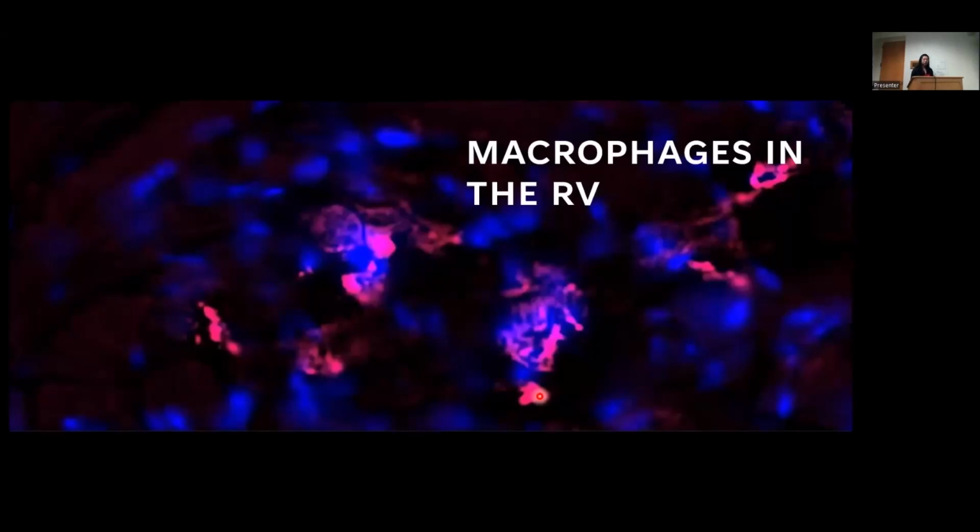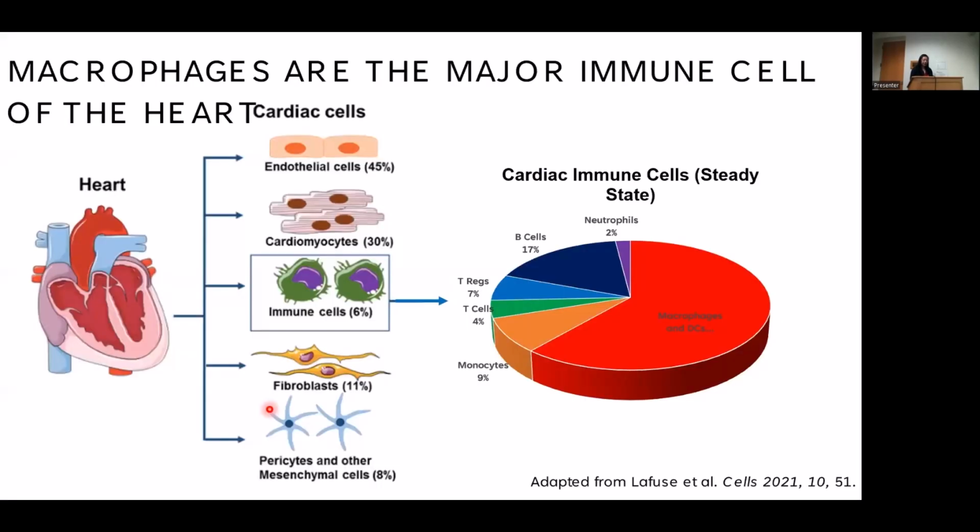So that brings me to my research interest, which is macrophages in the right ventricle. And this is a stain of the macrophages through a thick slice of heart for CD68, which is a pan-macrophage marker. And what we understand is that macrophages are the major immune cell of the heart. The makeup of the heart is predominantly endothelial cells, followed by cardiomyocytes. There's also a population of fibroblasts and pericytes and other mesenchymal cells. And immune cells only make up about 6% of the cardiac composition of the heart.